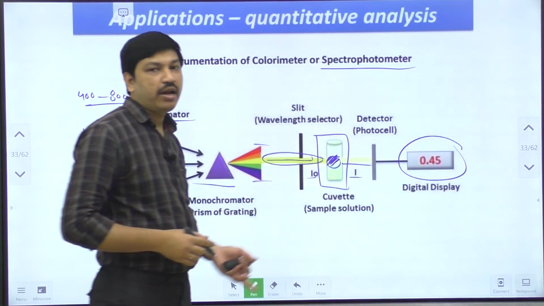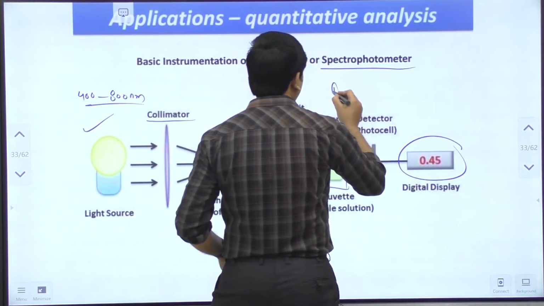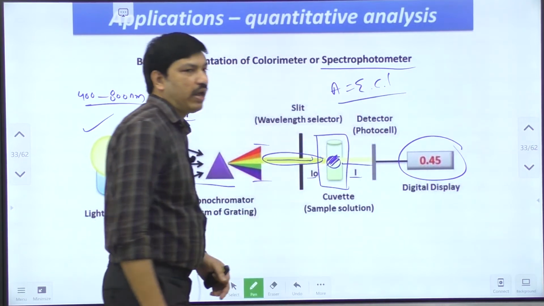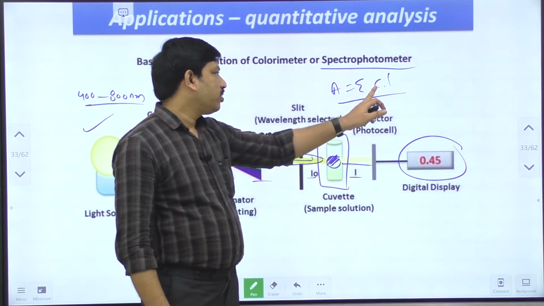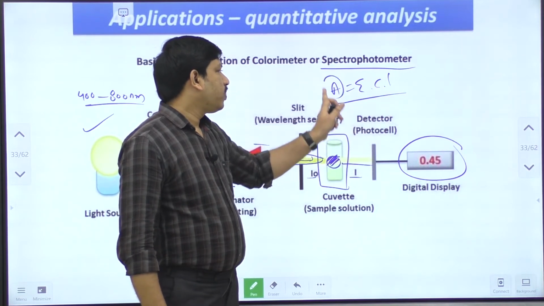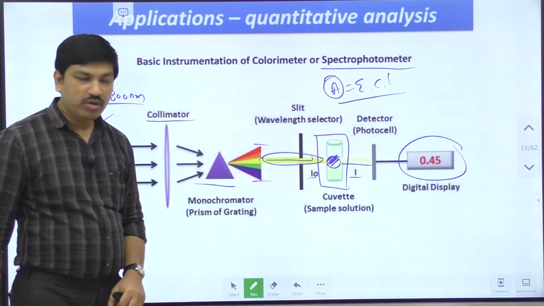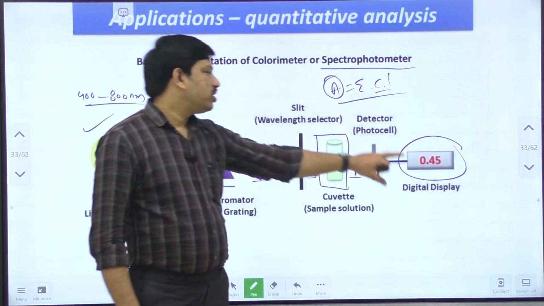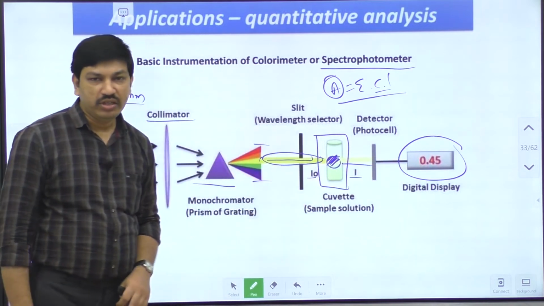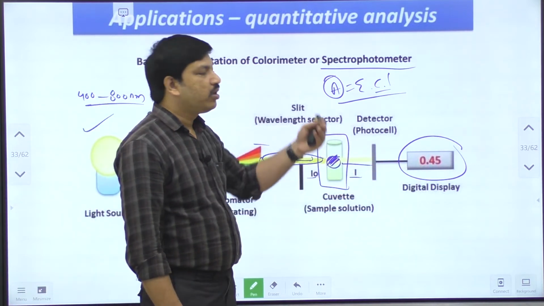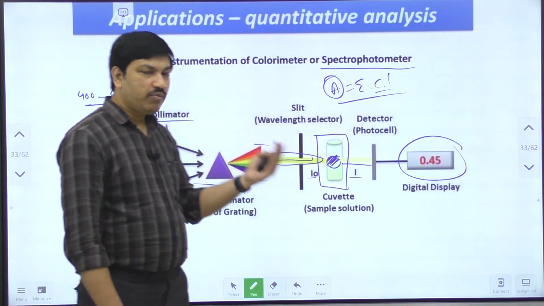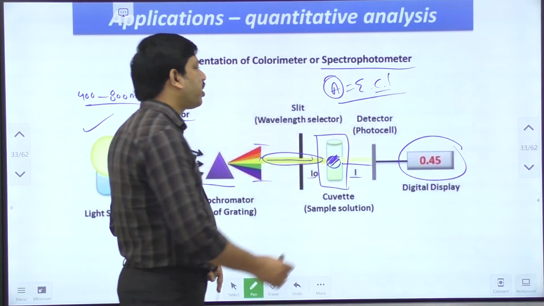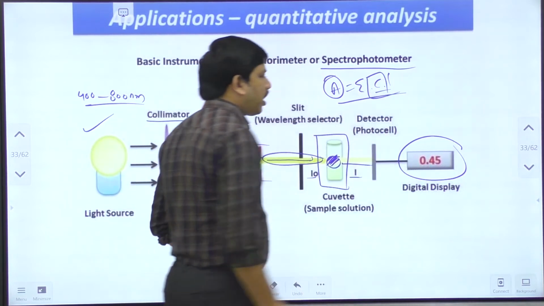This detector calculates the absorbance value by using the Beer-Lambert law equation, A equals epsilon C L. If we don't know the concentration, we initially get the absorption value, and from that we can calculate the concentration value. This detector displays the corresponding absorption value, like 0.45 or 0.55, or 0.01 or something like that. From these absorption values we can determine the concentration of the unknown solution.